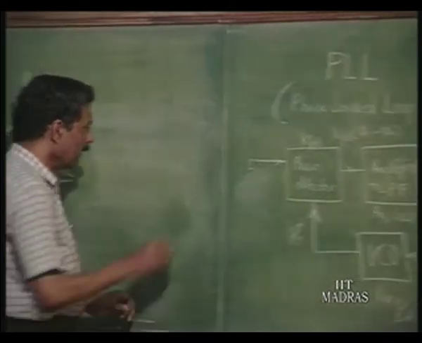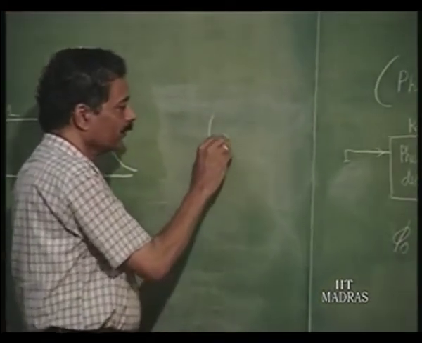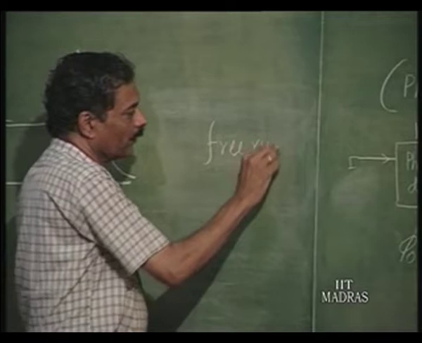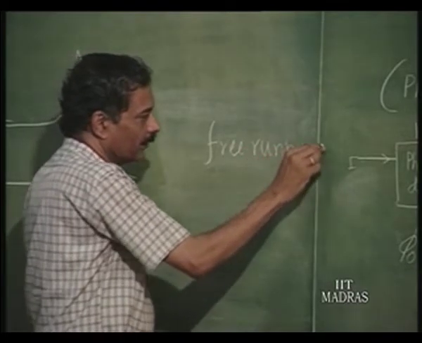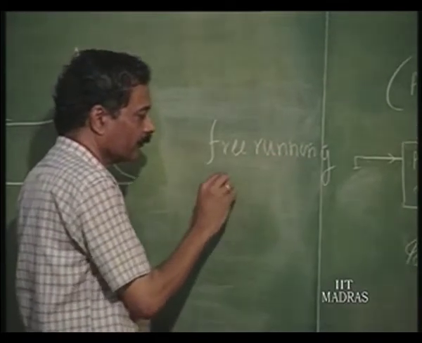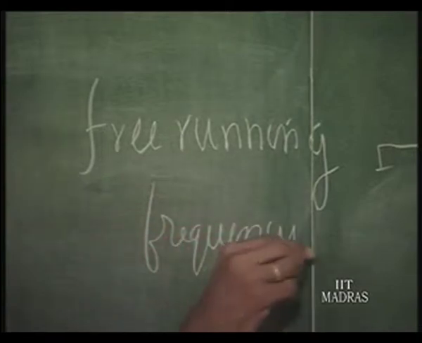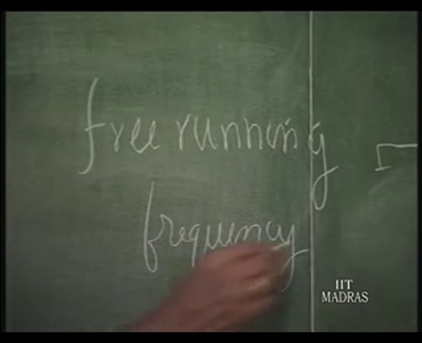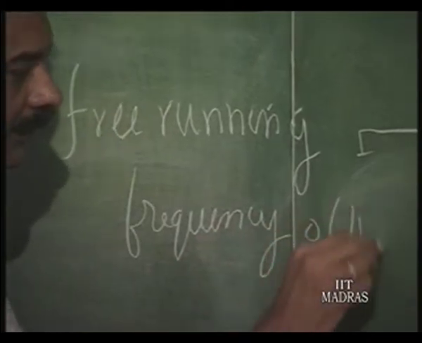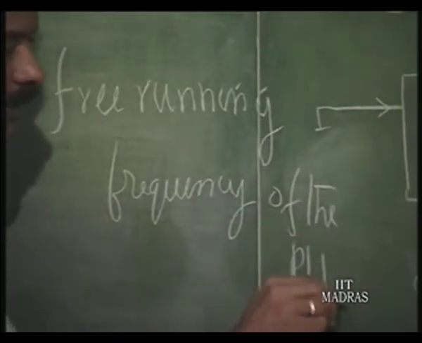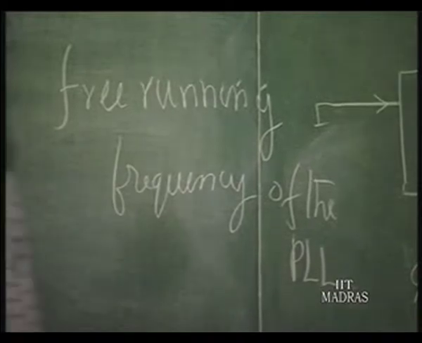So, that frequency at which the phase lock loop is running when no input is fed is called the free running frequency of the phase lock loop or quiescent frequency of the phase lock loop.